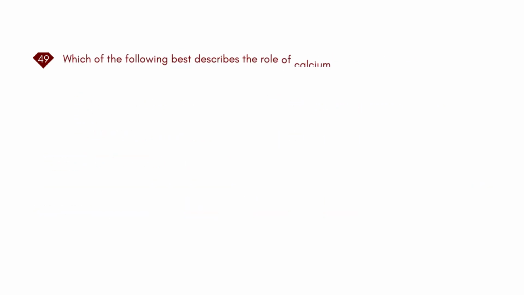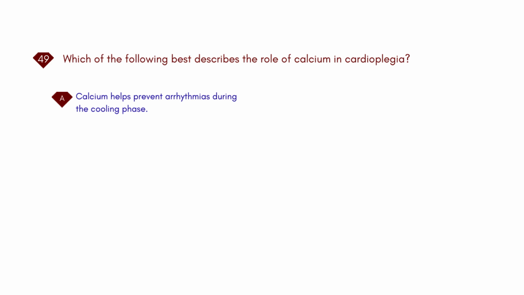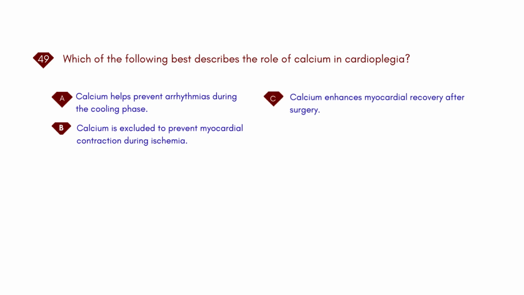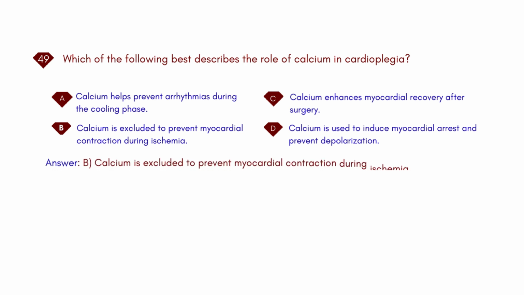Which of the following best describes the role of calcium in cardioplegia? A. Calcium helps prevent arrhythmias during the cooling phase. B. Calcium is excluded to prevent myocardial contraction during ischemia. C. Calcium enhances myocardial recovery after surgery. D. Calcium is used to induce myocardial arrest and prevent depolarization. Answer: B. Calcium is excluded to prevent myocardial contraction during ischemia.